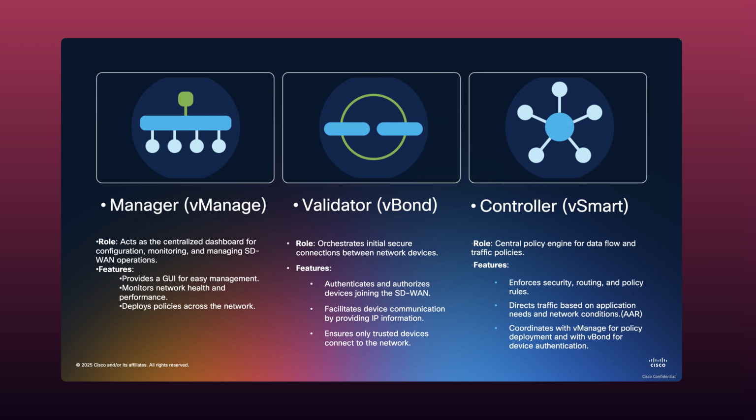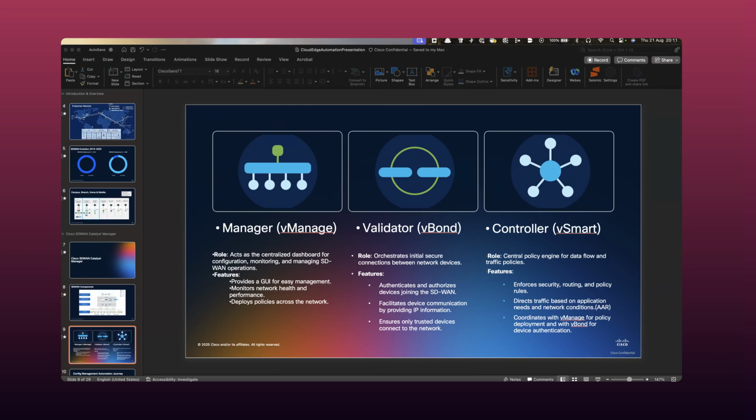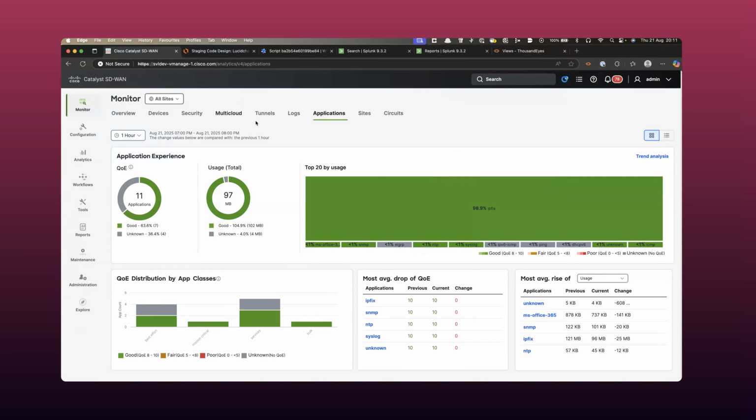So this is where your policies are pushed. This is where routing decisions are made. All of this happens with the controllers. So with this, I'll quickly switch to our lab infrastructure. So this is our lab infrastructure.